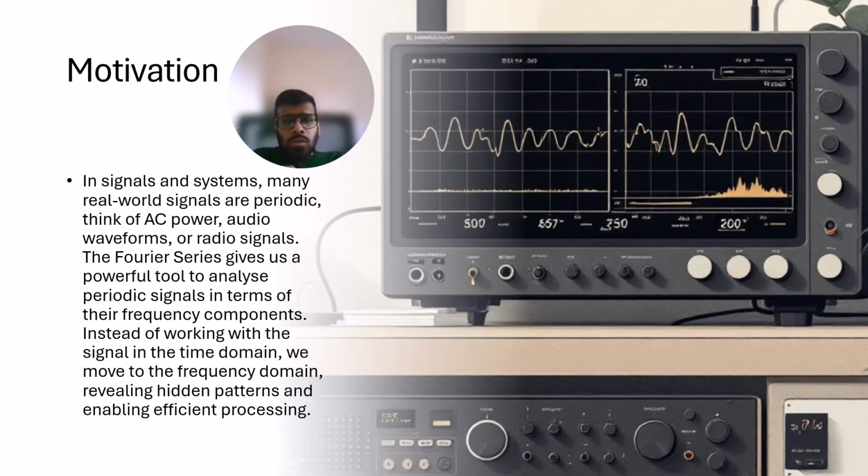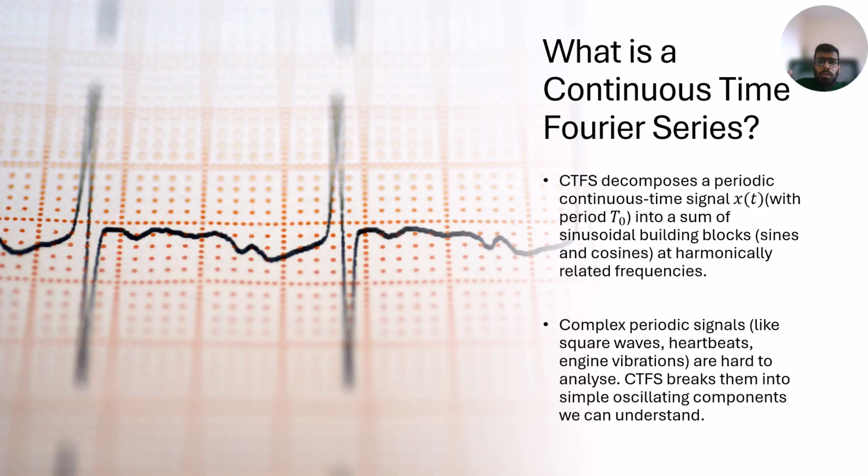A quick motivation. When we talk about real-world signals like AC power, audio signals, and heartbeat signals, they are represented in the time domain and they are very complex. In order to understand or find the hidden pattern behind those signals, Fourier series provides us an opportunity to convert that time domain signal into a frequency domain signal to get to know about the hidden pattern and to enable efficient processing.